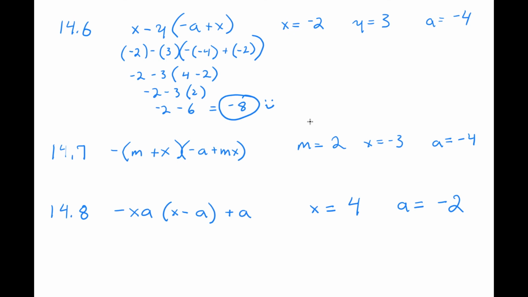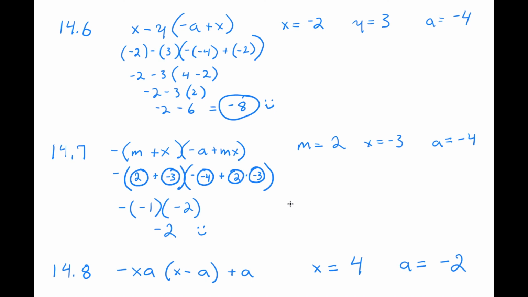Okay, so for problem number 1, you should have gotten -8. And we had -2 minus 3 minus -4 plus -2. We solved the innermost parenthesis here. The minus a plus x was 4 minus 2 because we had a pair of negatives, so that made it a positive. And we had a single negative here, so 4 minus 2 is 2. -3 times 2 is -6, so -2 minus 6 is -8. Okay?